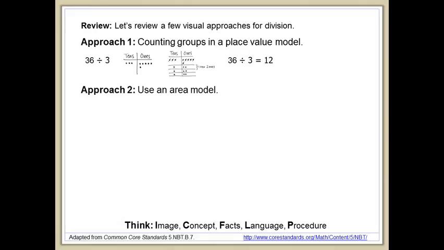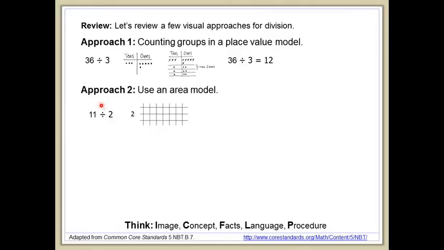Another approach is to use an area model. Let's use a different example, 11 divided by 2. We start out this time by imagining a grid, or actually drawing a grid, and we notice that in an area model the 2 sides are the 2 factors that create the number. And so one of the sides is going to be of length 2. And so let's make a rectangle with one side of length 2. Now the question is, what should this other side length be?